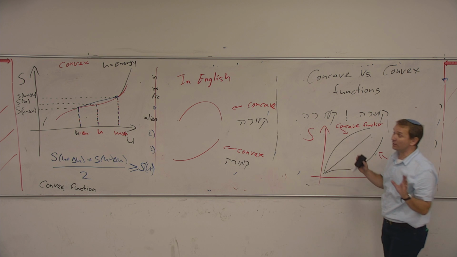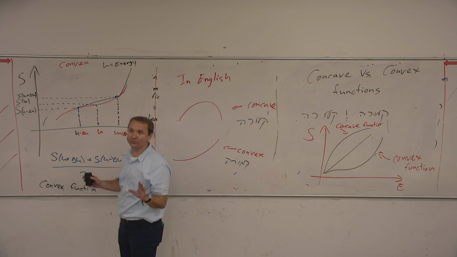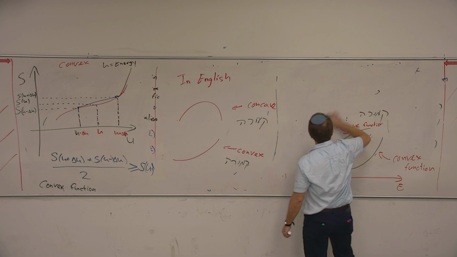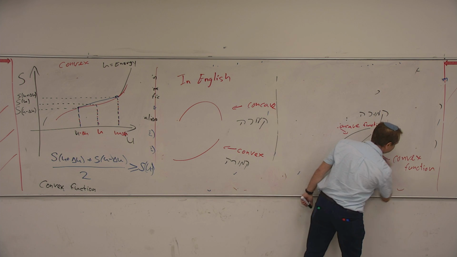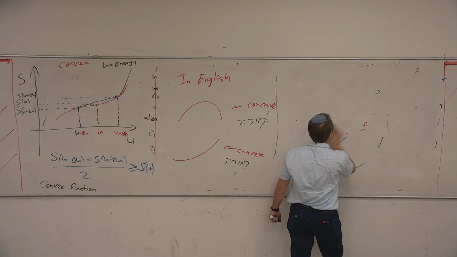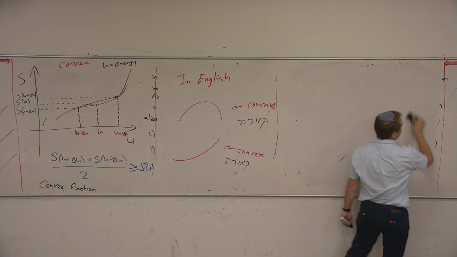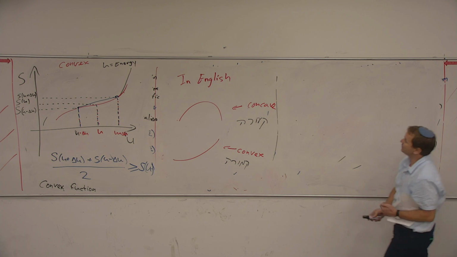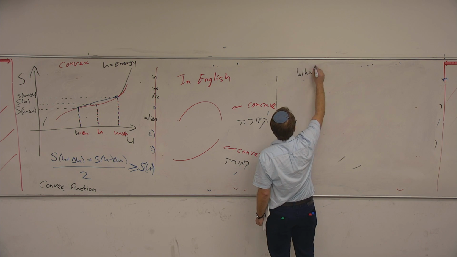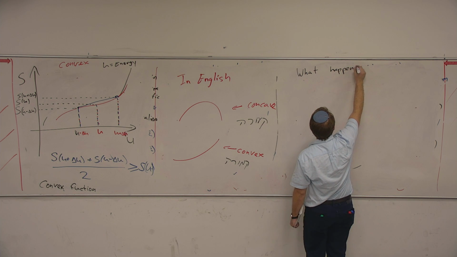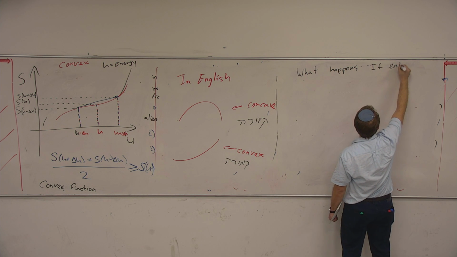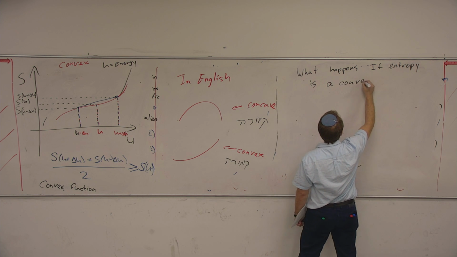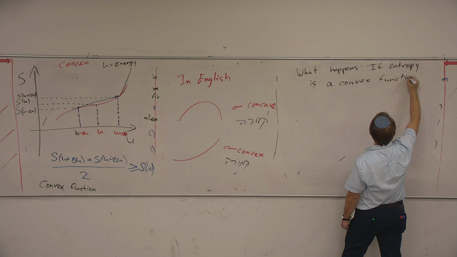So let's assume that entropy could be a convex function. What will happen if entropy is a convex function of energy?